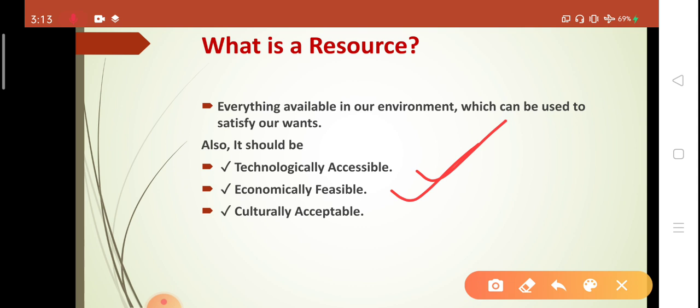Second, we talk about economically feasible, which means that the resource should not be a loss to us. Instead, we should always benefit from the resource. Thirdly, the third characteristic required is culturally acceptable, which means that the resource should not only be useful to us but also useful to the society.